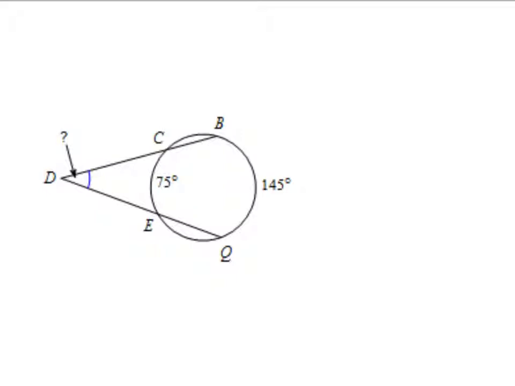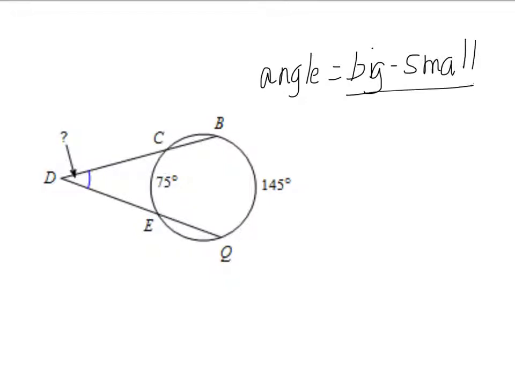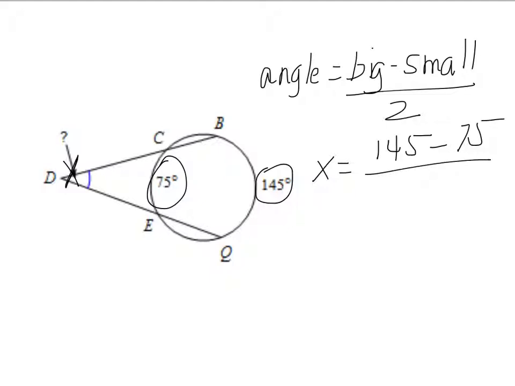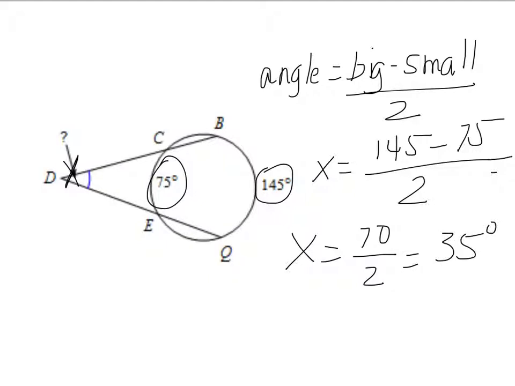Here's another exterior angle problem. It's the same. My angle is equal to the big arc minus small arc, divided by 2. So my angle is what I'm trying to find, so I'm going to call that x, equals my big arc, 145, minus the small arc, 75. And we're going to divide all of that by 2. So 145 minus 75 is 70. So x equals 70 divided by 2. And 70 divided by 2 is 35 degrees.